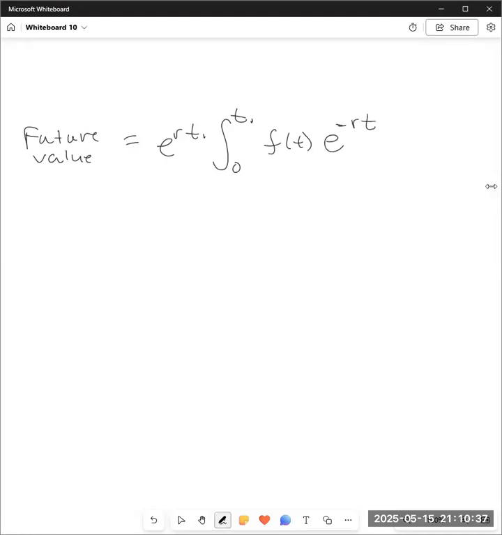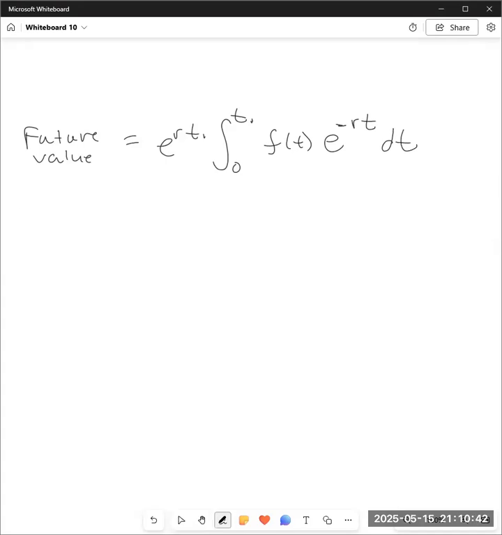In this video, we're going to talk about future value from 6.1. So let me go ahead and give you the formula here. Future value of an investment that has compound interest: e to the r t sub 1, integral from 0 to t sub 1 of f of t e to the negative r t dt.